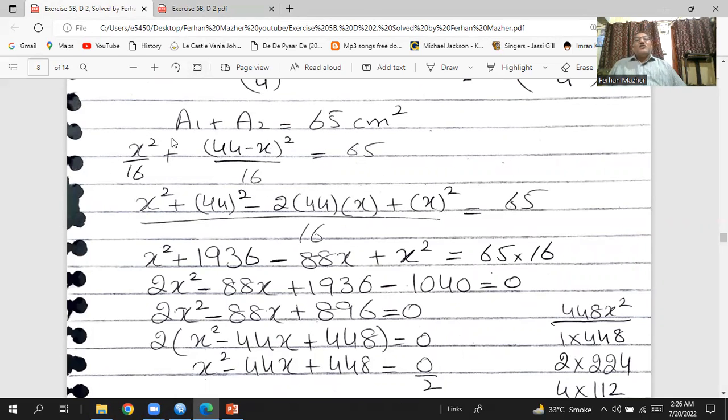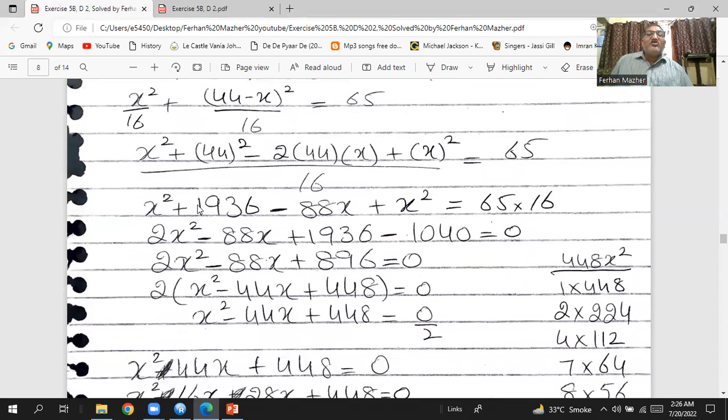4 square is 16. So I will take the LCM. So it will be x square, and this will be opened with the formula a minus b whole square, which is equals to a square minus 2ab plus b square, square of the first term, minus 2 into first term into second term, plus square of the second term. So the whole thing divided by 16 is 65. This 16 will go to the other side. It will multiply with the 65. So you will have x square plus 44 square is 1936 minus 88x plus x square equals to 65 multiplied 16.